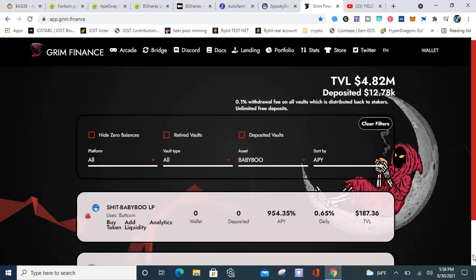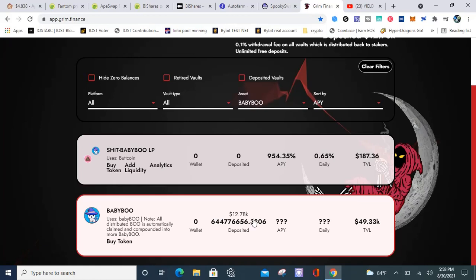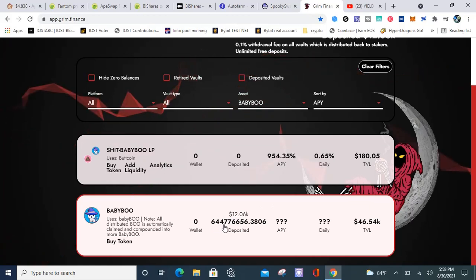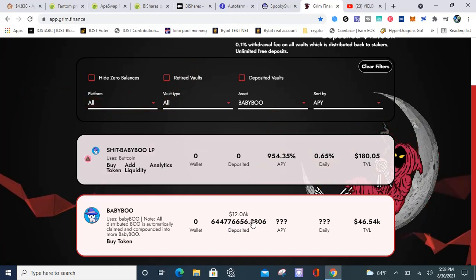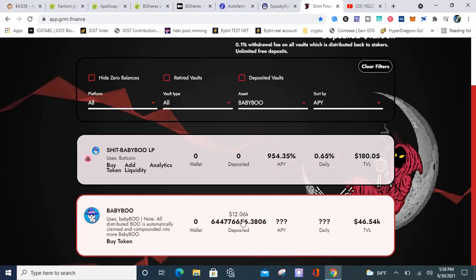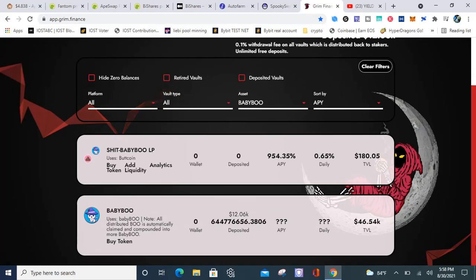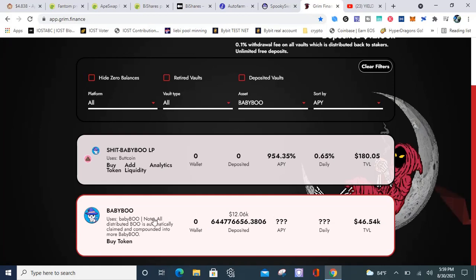Right now, I have Baby Boo. When I invested in Baby Boo, I only invested like $1,700. I have 644 million tokens. To be precise, I have 644,776,656 tokens, and my $1,700 investment is over $12,000 now. And every day I earn the Spooky Swap exchange token, which is Boo, because every time there's a transaction, either buying or selling, I earn Boo.